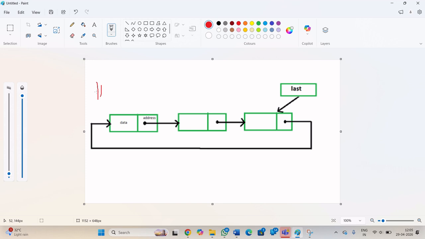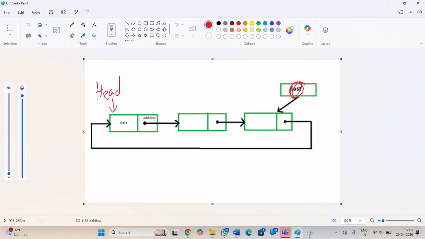We have a head pointer. This is a head. The head pointer points to the first node. This is the first node. Okay. It has the data part and the address part. So the address part points to the address of the next node. Okay. So it continues, and that is the last node. We have written here that it is the last node.